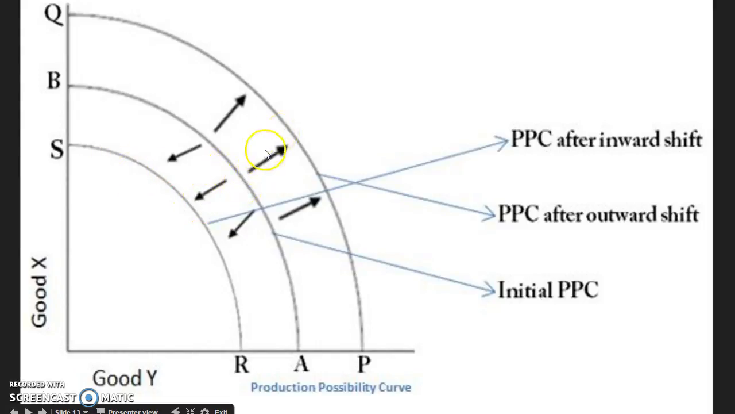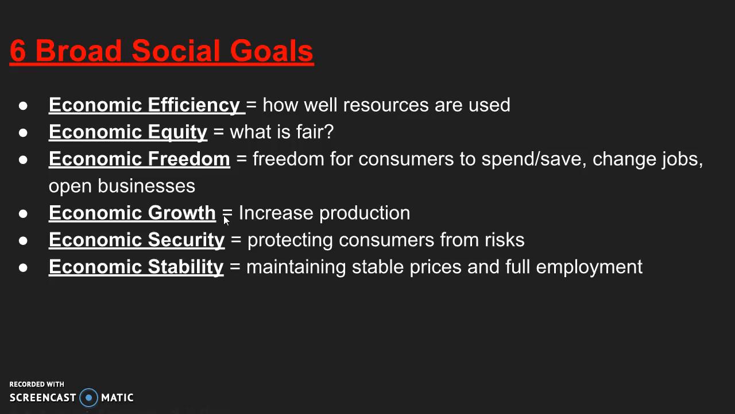So if you have an outward shift, that means production is going up. If you have an inward shift, it means production is going down. That's based on your resources. If you have more resources all of a sudden and you're more efficient, your production goes outward, goes up. If you have fewer resources, then your production is going to go down. It's going to go inwards, an inward shift. So I hope that makes sense.